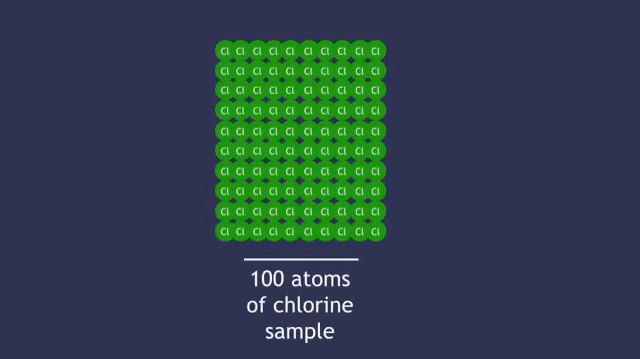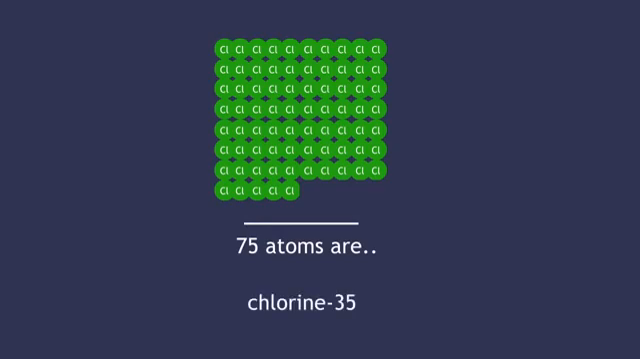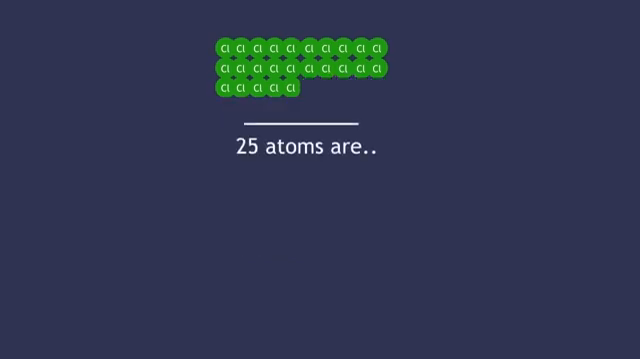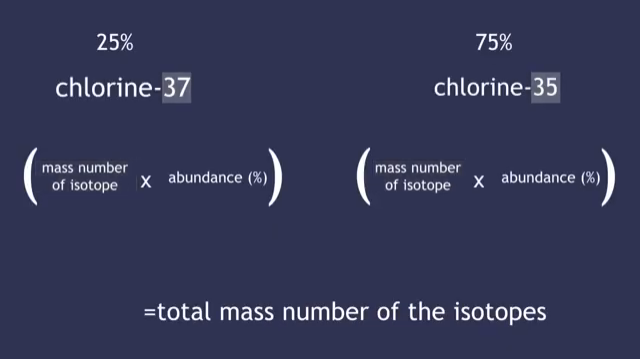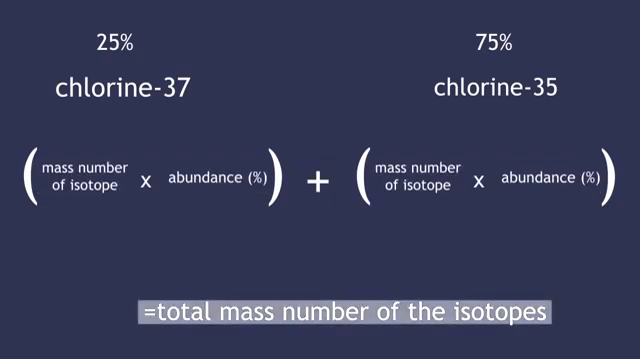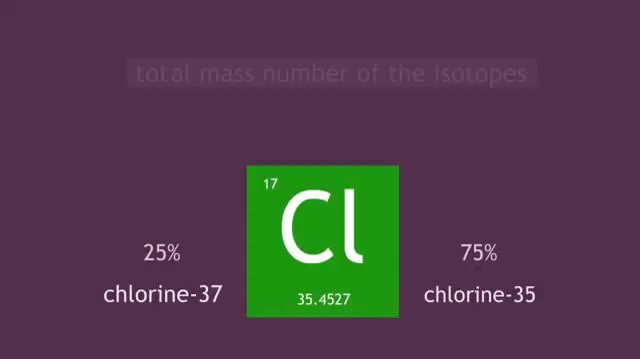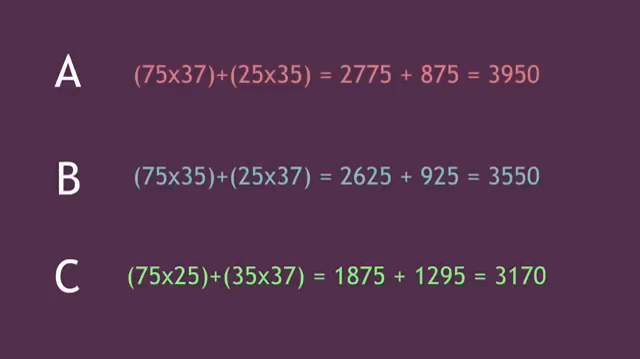In nature, out of 100 atoms of a chlorine sample, 75 of those atoms are chlorine-35 isotopes, and 25 of those atoms are chlorine-37 isotopes. For you to be able to work out the relative atomic mass for chlorine, you have to multiply the mass number of the isotopes with its abundance percentage, and add these products together. This gives the total mass number of the isotopes. Using this data, can you calculate the total mass of chlorine isotopes using their abundance and mass numbers? Pause, think, choose, and continue when you're ready.